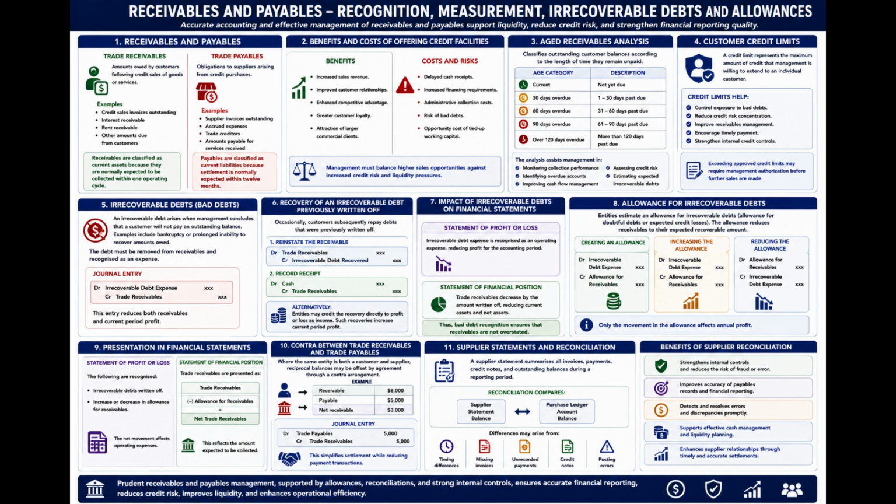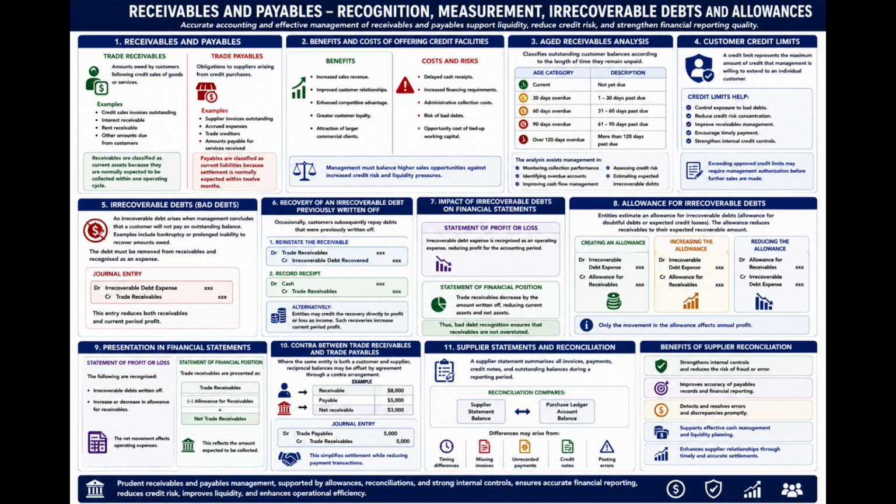10. Contra between trade receivables and trade payables. Where the same entity is both a customer and supplier, reciprocal balances may be offset by agreement through a contra arrangement. Example: Receivable equals $8,000, payable equals $5,000, net receivable equals $3,000. Journal entry: Dr. Trade payables, Cr. Trade receivables. This simplifies settlement while reducing payment transactions.